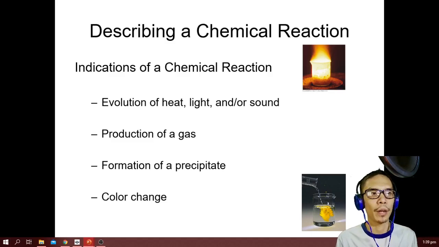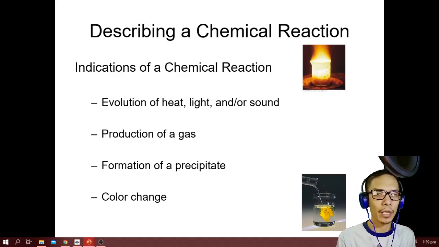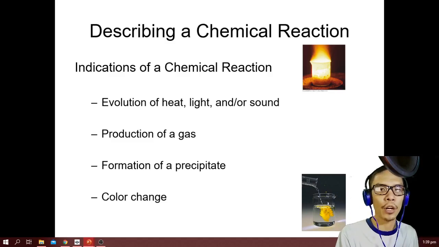Next is the color change. This is very, very important. In a chemical change, this is the difference between a chemical change and a physical change. In a physical change, you do not change the color.